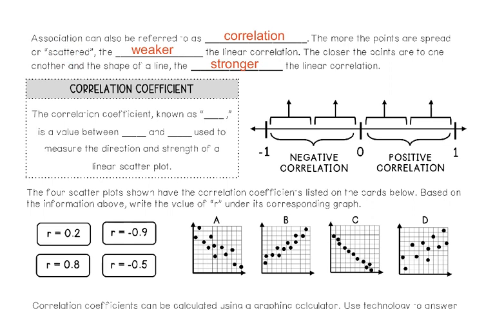I've said this word a few times in this video, but the word correlation and association mean the same thing. We can describe the association or the correlation as strong or weak based on how scattered the points are. The more scattered or spread out the points are, the weaker the connection. On the other hand, the closer the points are to one another and make the shape of that line, that's whenever you're going to see a stronger linear correlation.